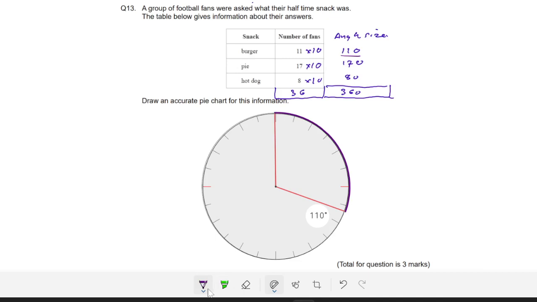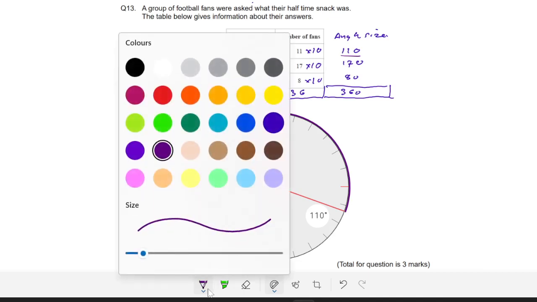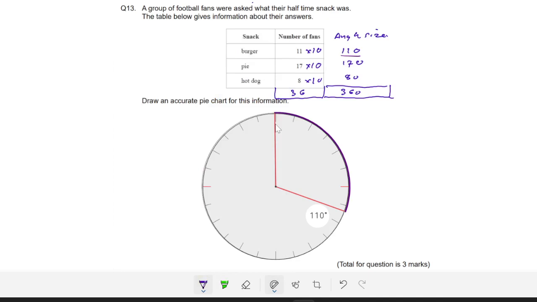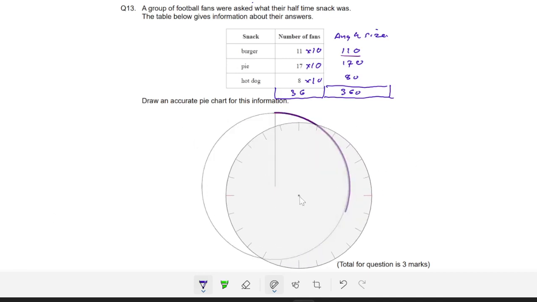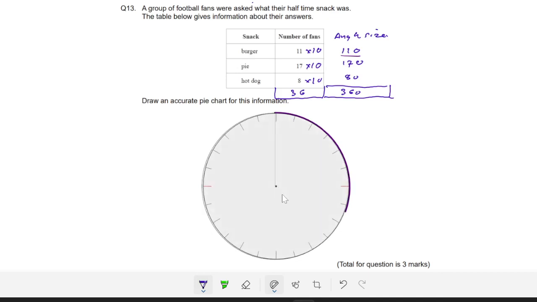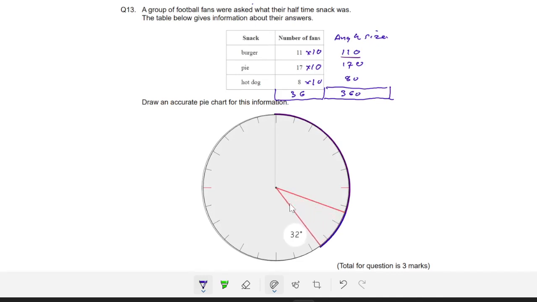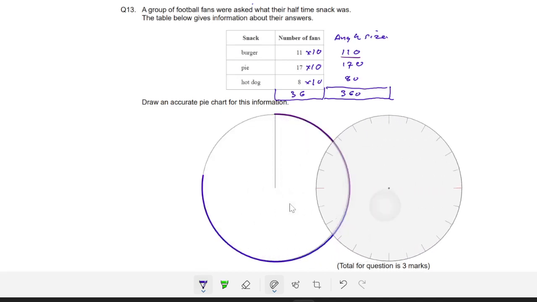I'm now going to change colour, so I'm going to just change colour to blue. I now want to do 170 degrees, so starting there. So let me just see if I can get that working. So that's my first section. So from where I picked off, I need to measure 170. So did that change colour? It did, yeah.